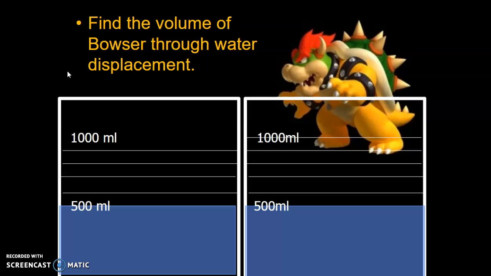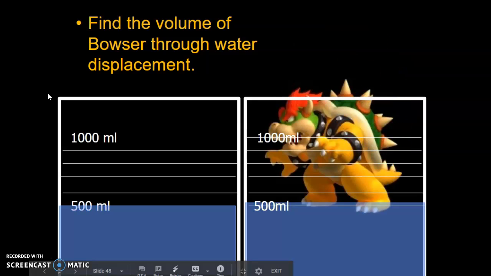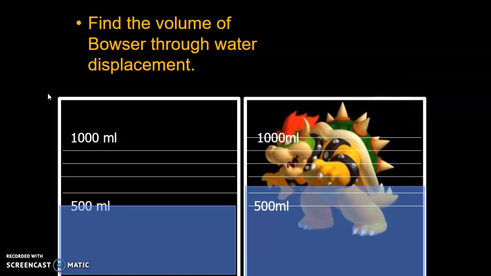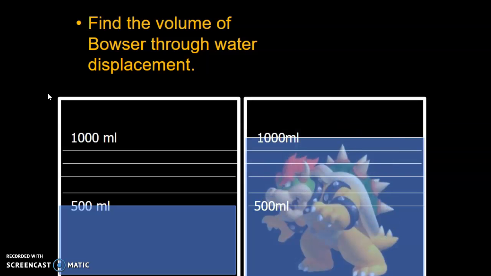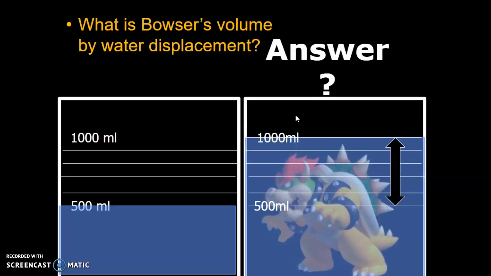So let me show you how that works. Our container is starting at 500 milliliters of water, and we've got Bowser that's going to jump into the water, and you're going to see that it displaces. We're going to keep this one on the side just to remind us where we started. So here it goes, going into the water. Notice as he goes in, the water level goes up, and the water level has stopped at 1,000.